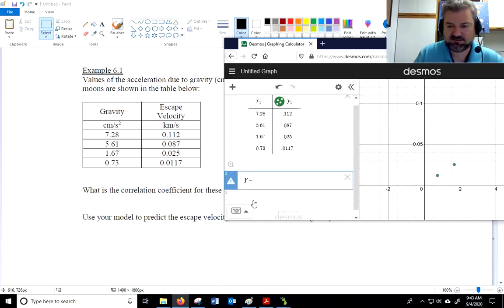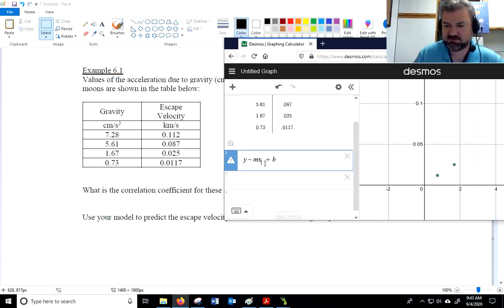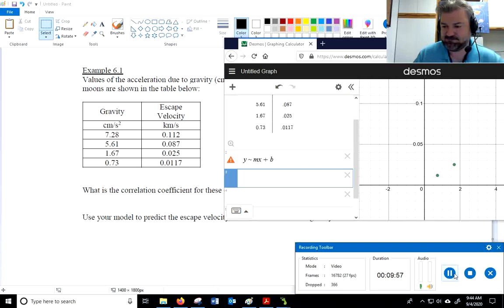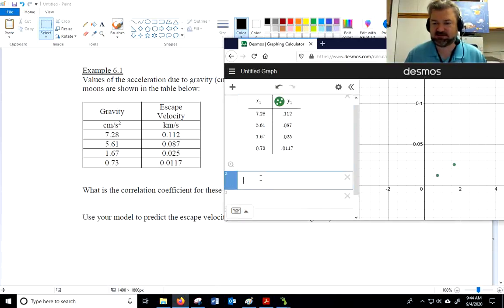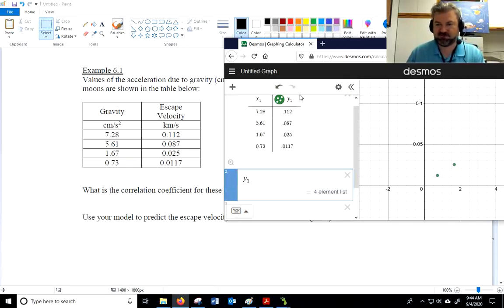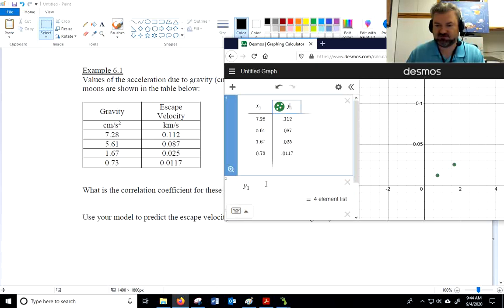And so I'll do y tilde. Tilde is right above the tab key on mine. And then I'll say mx plus b. All right, now we need to get the linear regression. The way that's done is pretty much every calculator can do it, even simple scientific. Definitely all graphing calculators can. You put y sub 1, or whatever it is that you labeled this entry here. Ours is just y sub 1.